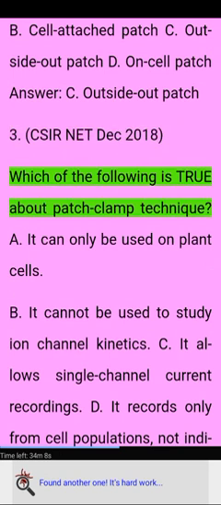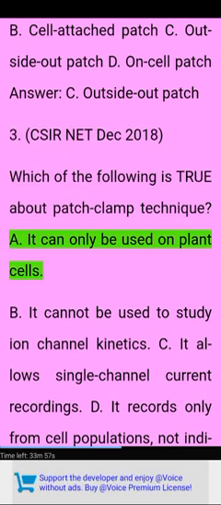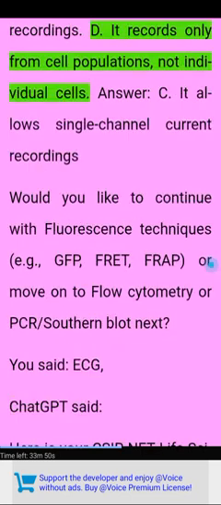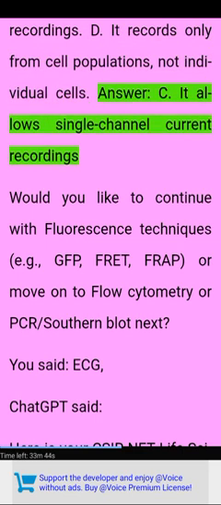3. CSIR NET December 2018. Which of the following is true about patch clamp technique? A. It can only be used on plant cells. B. It cannot be used to study ion channel kinetics. C. It allows single-channel current recordings. D. It records only from cell populations, not individual cells. Answer: C. It allows single-channel current recordings.